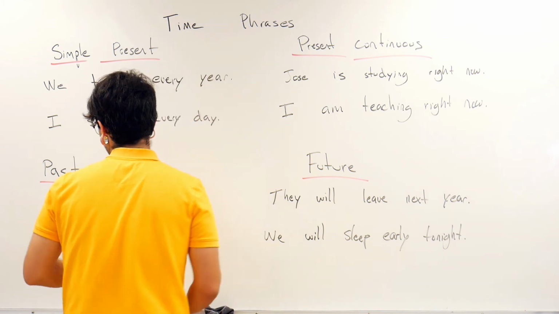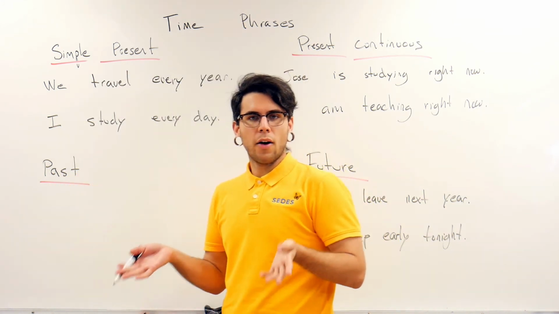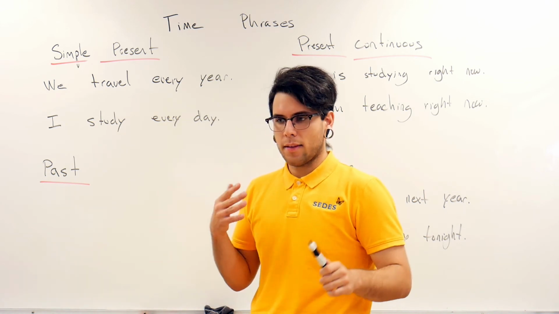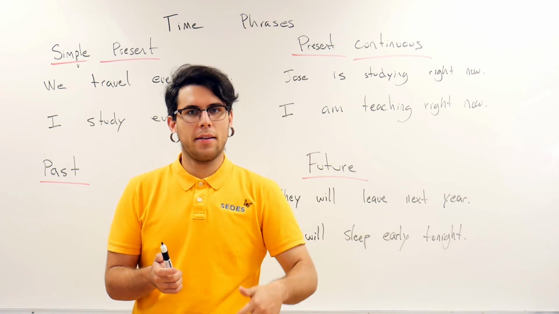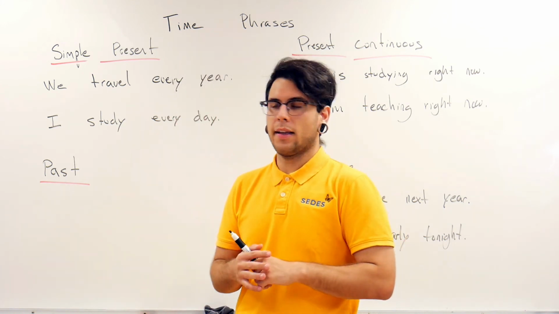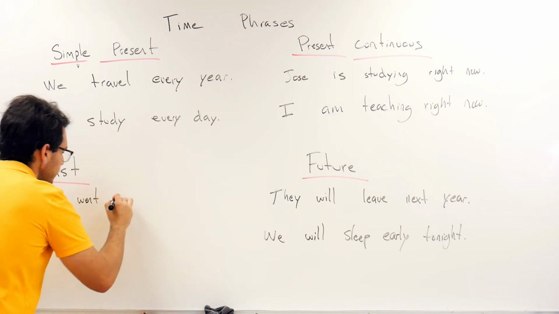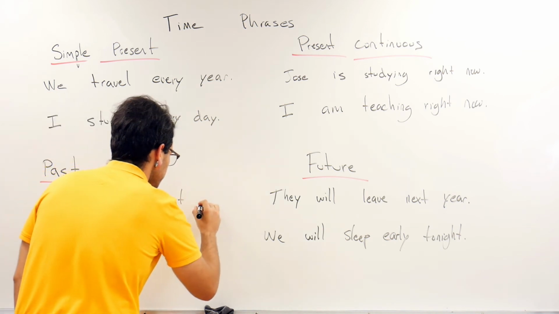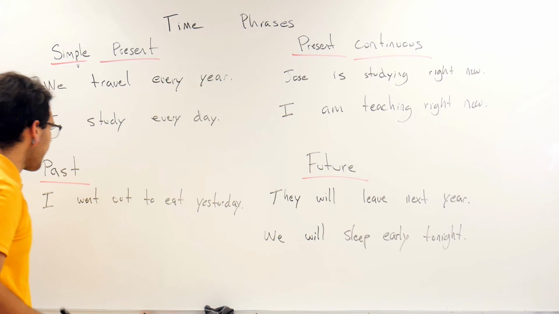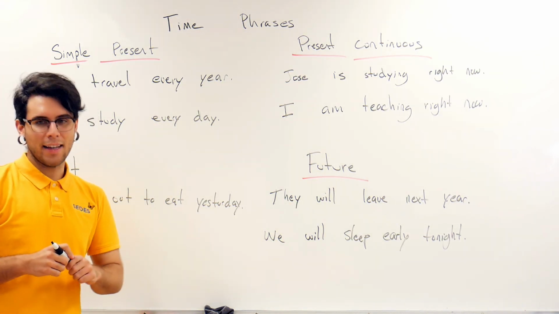The last one we're going to talk about is the past. So things that happened only in the past, and the past could be from the last seconds to minute, hour, week, year, decade, anything. So an example for that would be I went out to eat yesterday. I went out to eat yesterday. And the time phrase here would be yesterday.